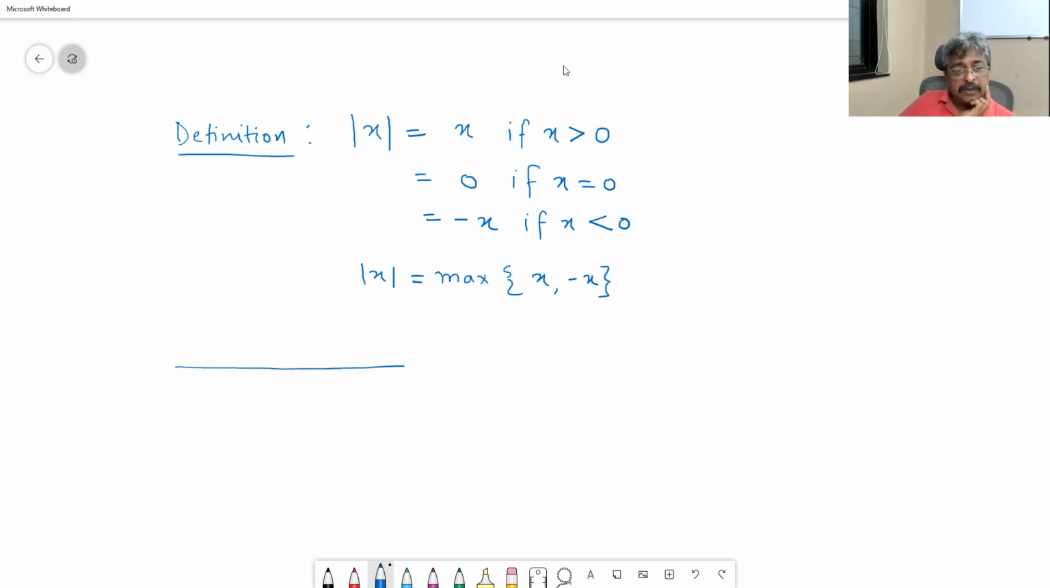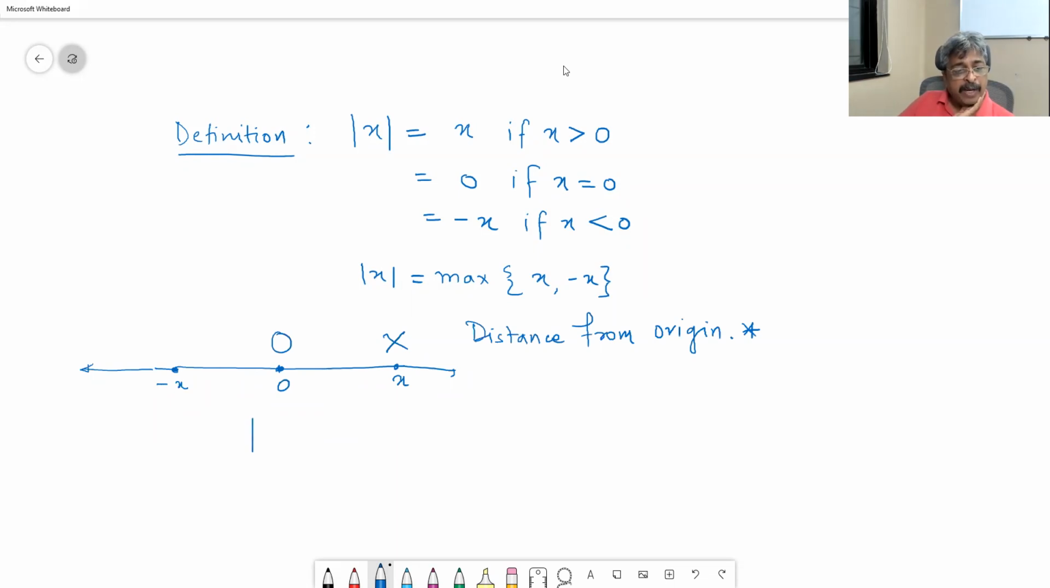Geometric interpretation of mod x. Suppose this is x, then this is small x, this is 0. It's a distance from origin. So x can be here or x can be here. On real number line, it is distance from origin. This is a very important concept and important to visualize because the majority of the problems can be solved using this visualization.